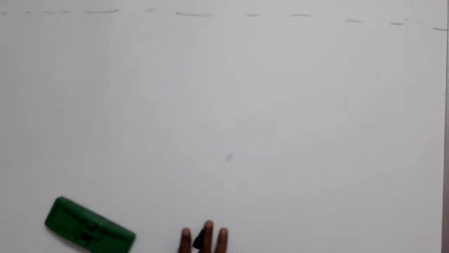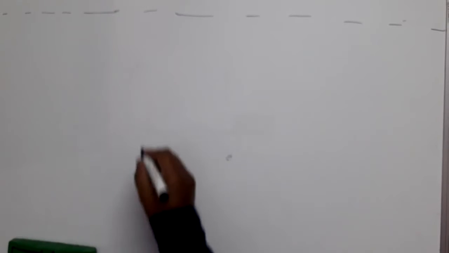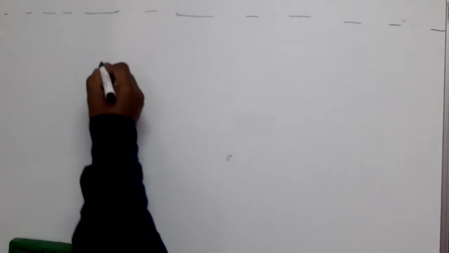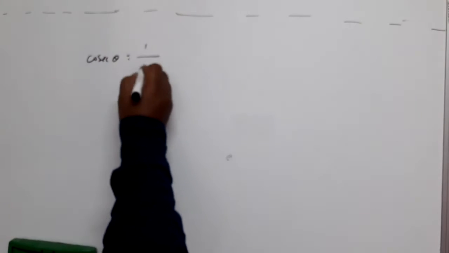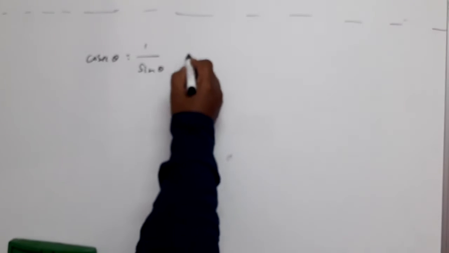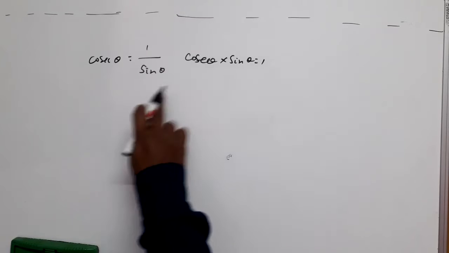Yes, friends, let us see some basics of trigonometric identities. We know cosecant theta is 1 by sin theta, right? Reciprocal of sin theta is cosecant theta. From this, can I write like this? Cosecant theta multiplied by sin theta is equal to 1?